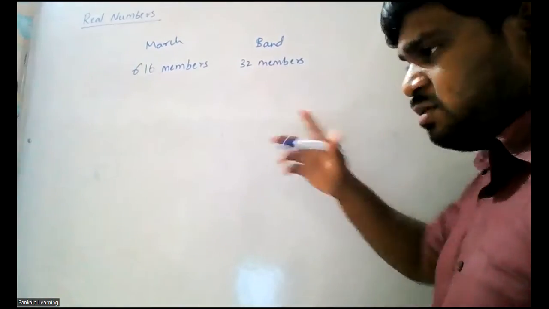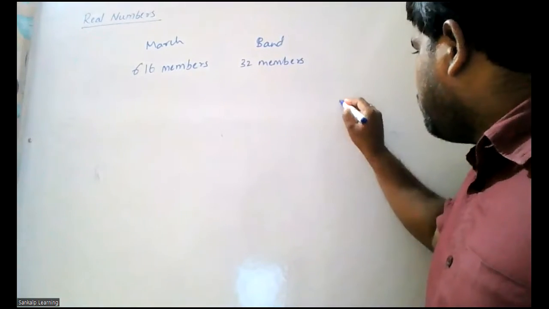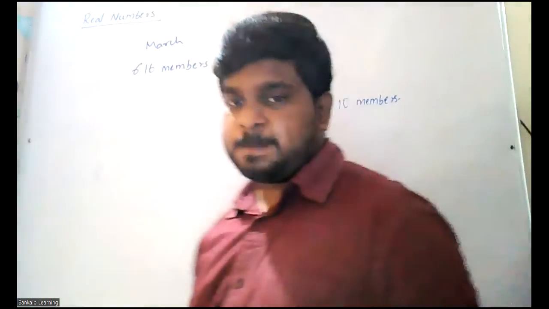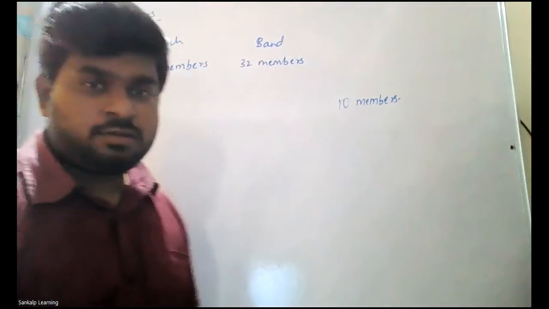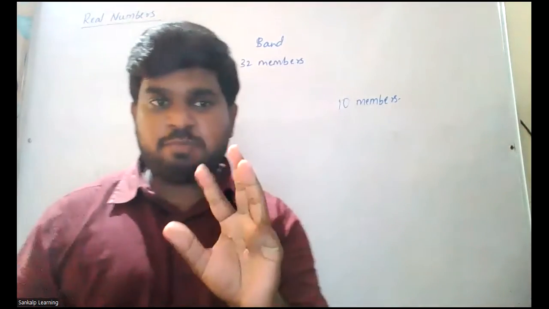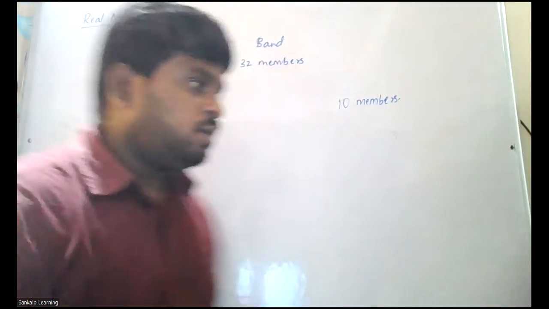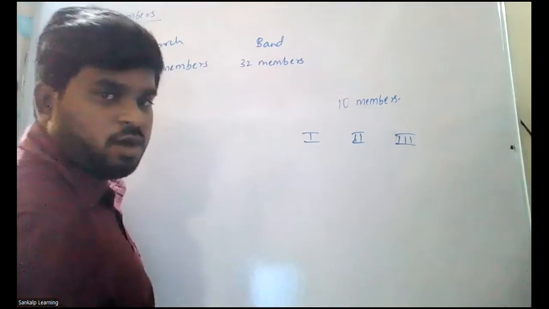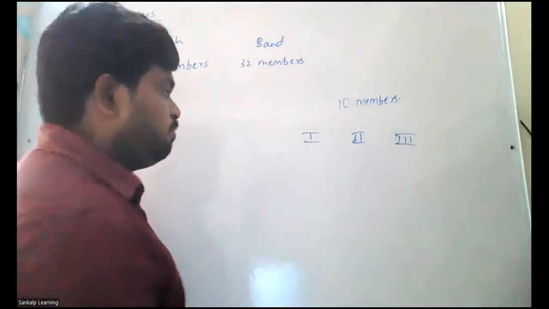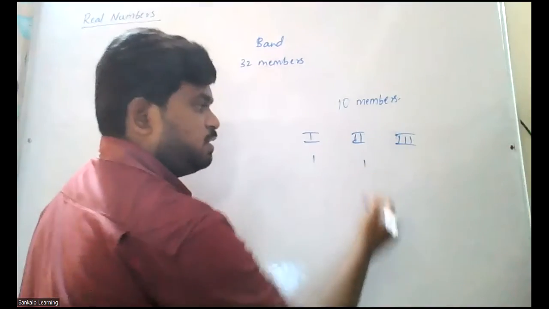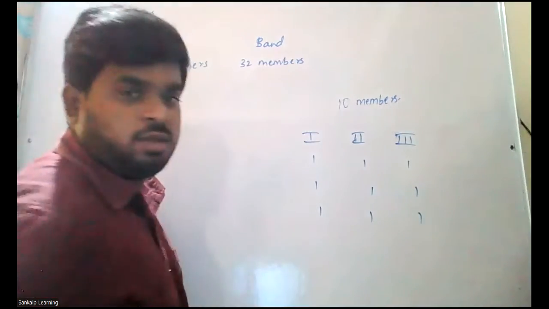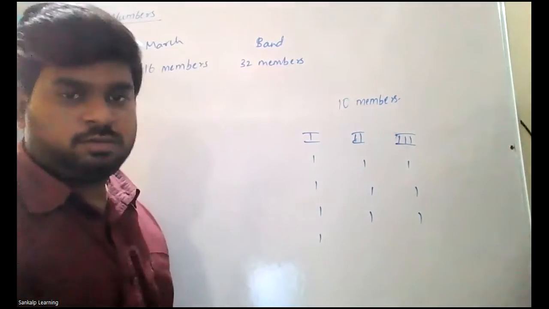First, let's analyze this. Forget about this question, let's take an example. Say suppose I've got 10 members. Using these 10 members, can I make 3 columns out of it? Say suppose this is my first column, second column, third column. Now I'll take one member, I'll put it in the first column, another one in the second, third. 1, 2, 3. 1, 2, 3. The remaining one will come in here, isn't it?